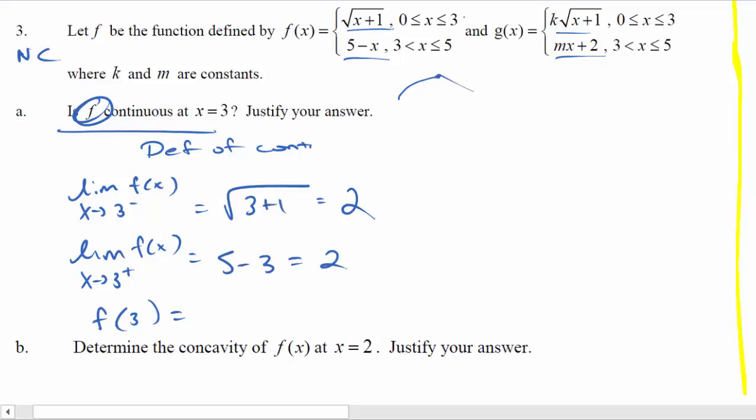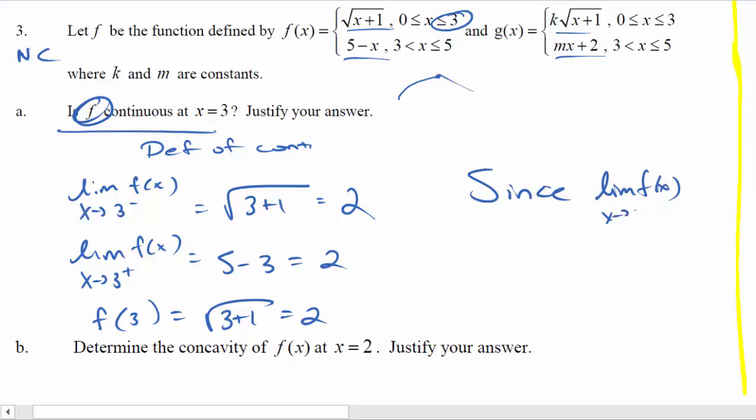And again, f of 3, it's defined at 3. We're going to use the square root again. 3 plus 1 is 2. Since the limit of f of x as x approaches 3 equals f of positive 3, f is continuous at x equals 3.